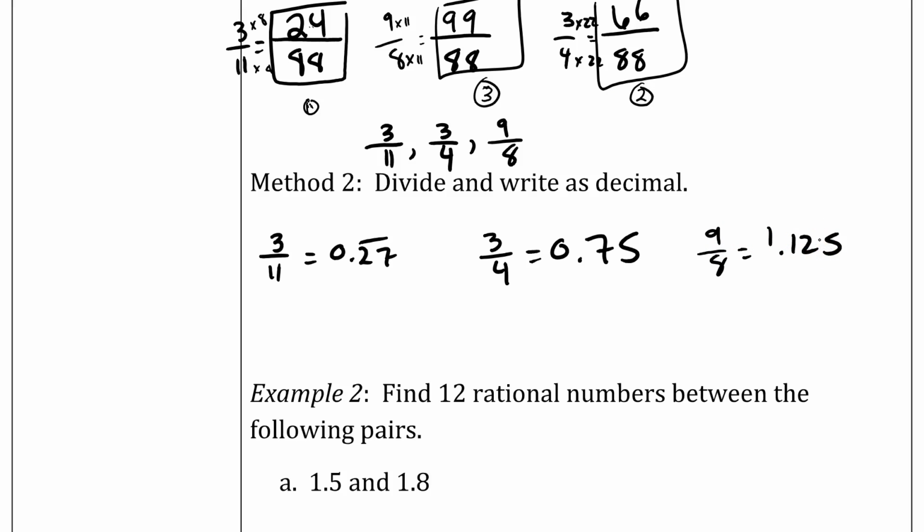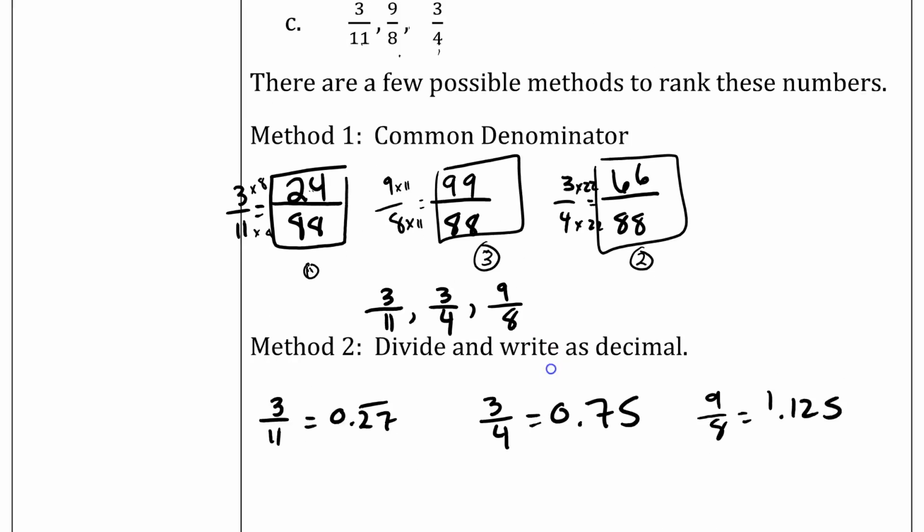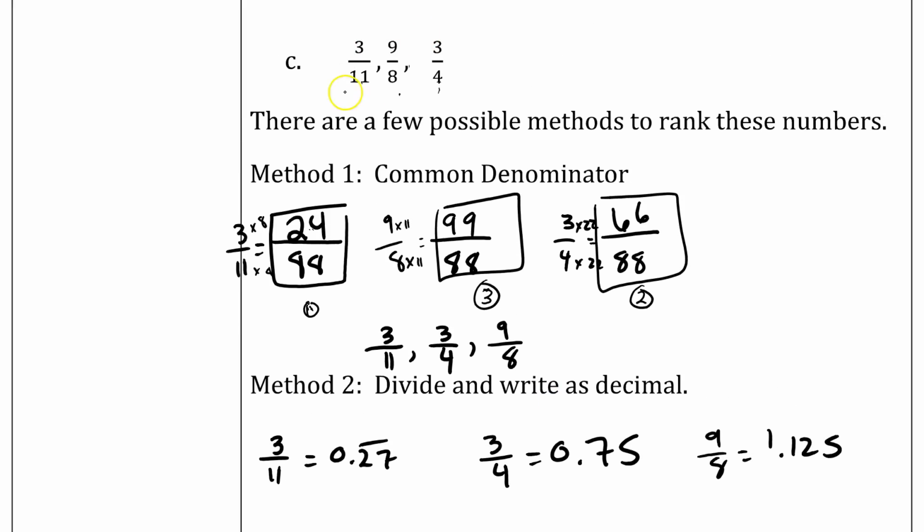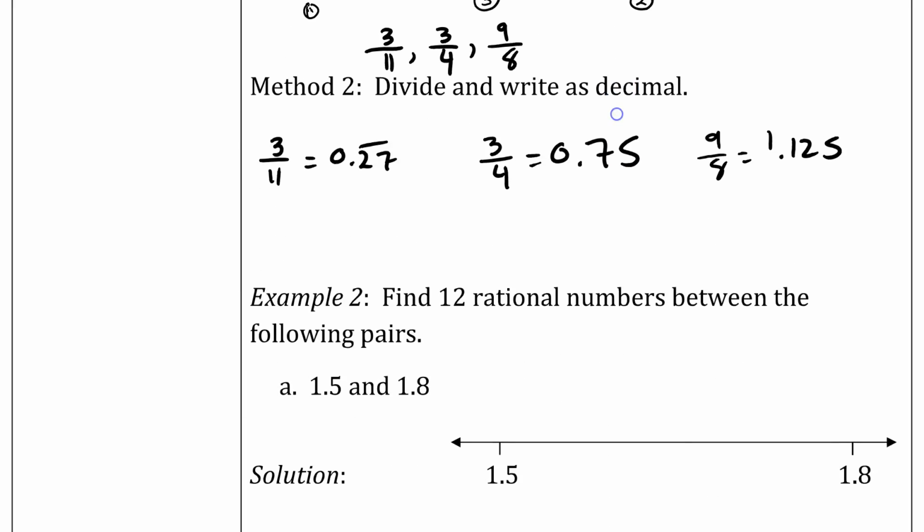Just by looking at the decimals, 0.27 repeating is smaller than 0.75, which is smaller than 1.125. Again, I'm not going to express my answer in decimal form, because the question is asked as a fraction, so I need to answer it as a fraction as well. I'm going to have the exact same answers: 3 over 11, 3 over 4, and 9 over 8.